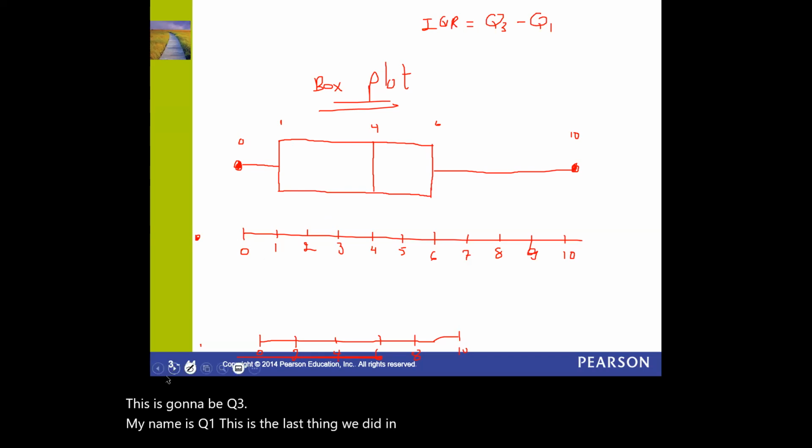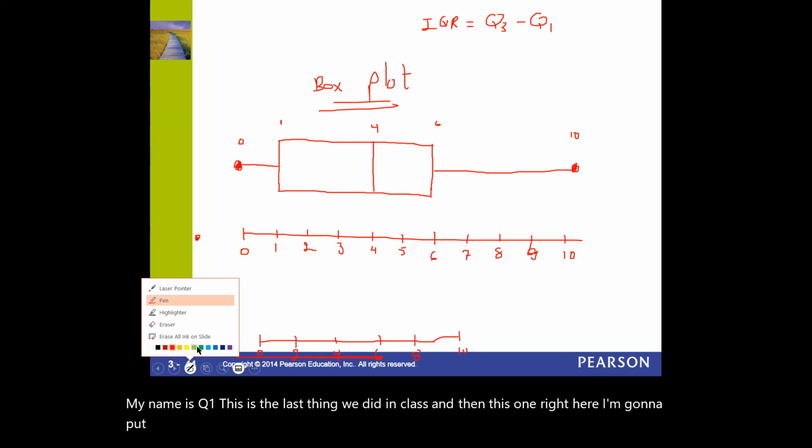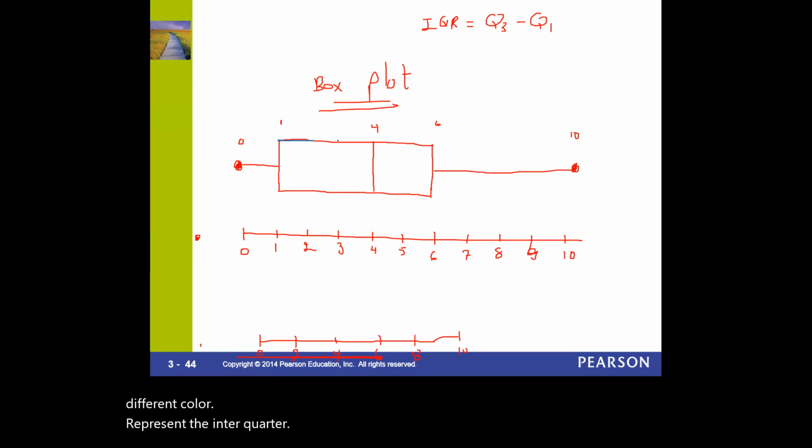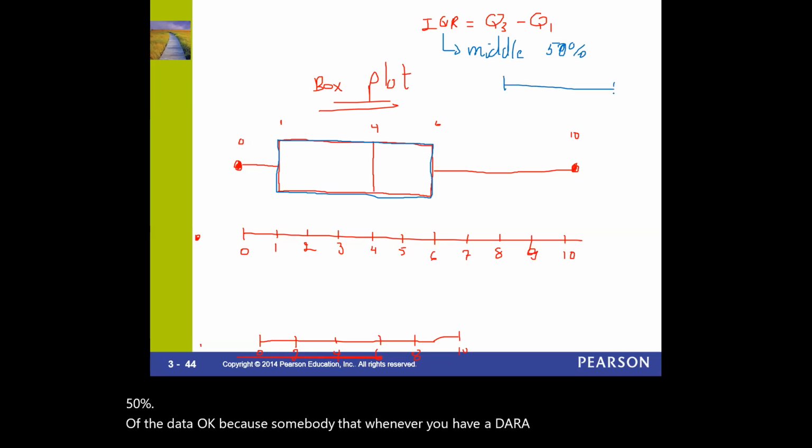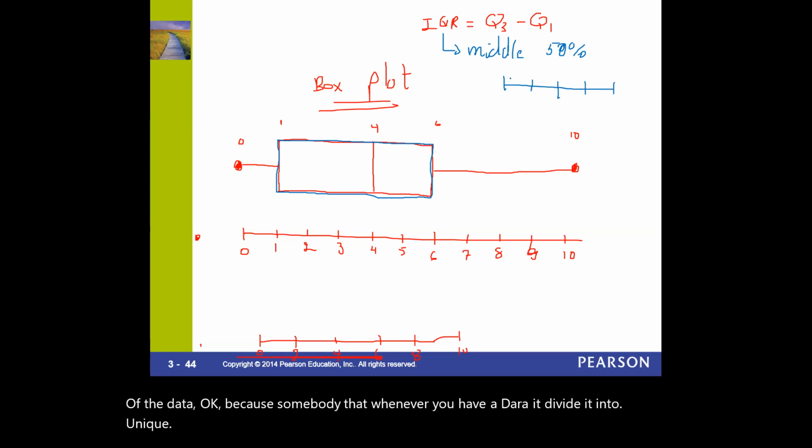And then this one right here, I'm going to put a different color, represents the interquartile range. This one represents the interquartile range, or you can also call it the middle 50% of the data. Okay, because remember that whenever you have a dataset, you divide it into quarters, and everything is the same.